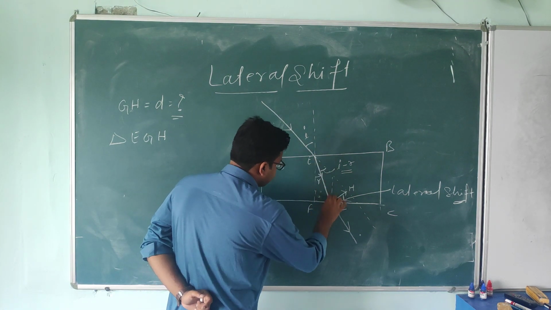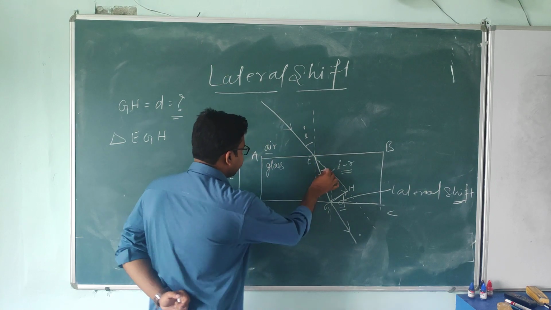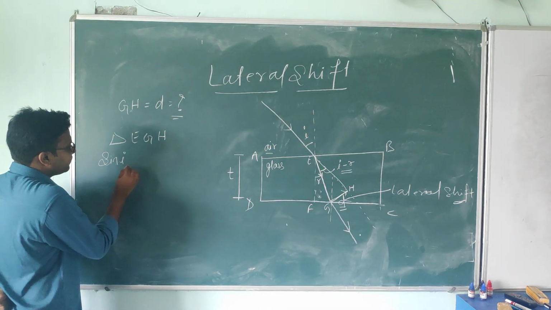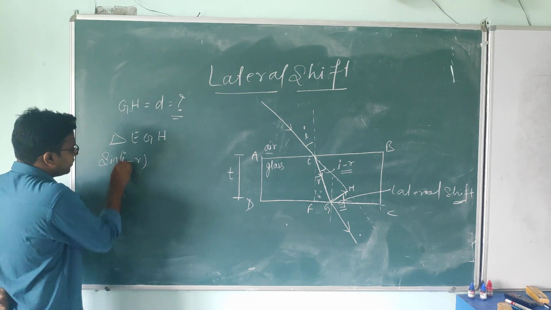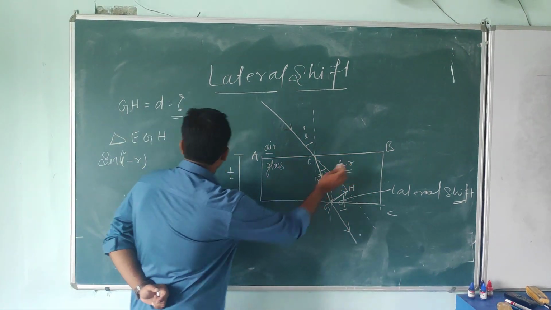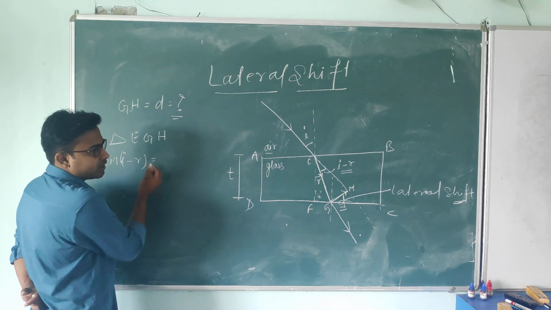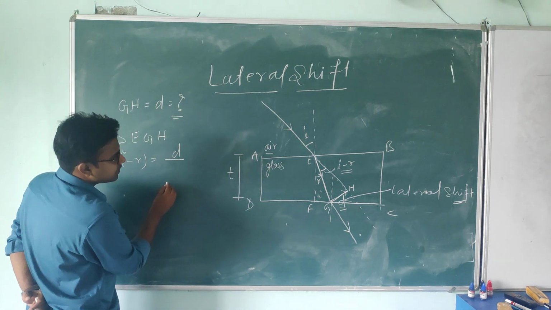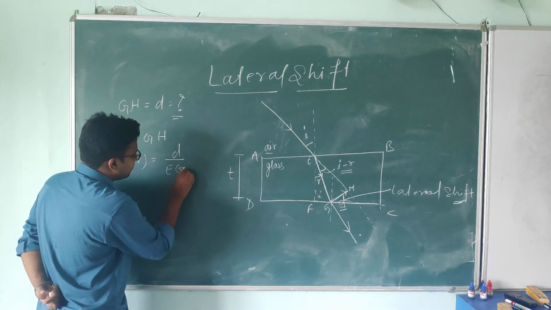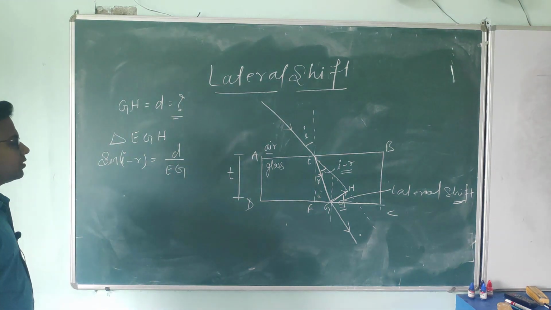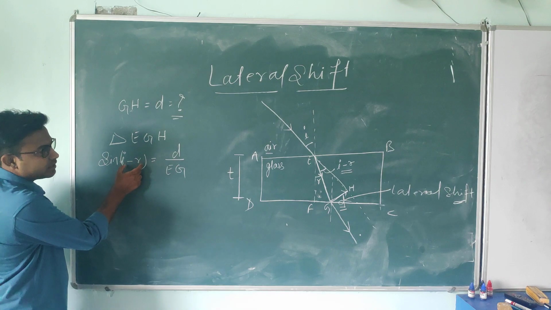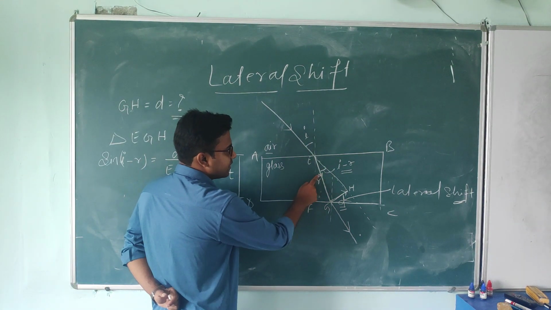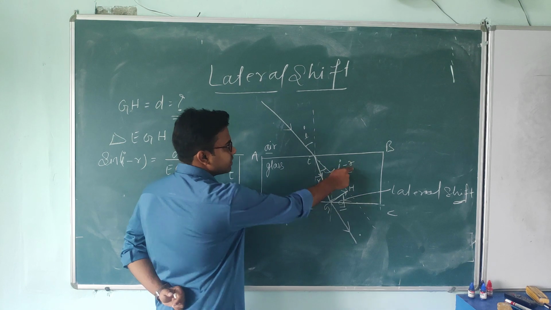Look at this, student, in triangle EGH, if I am asking you what is the value of sin(i minus r), what can you write? It's d divided by EG. Is it or not? Okay, from where is this angle coming? Look at this, this opposite angle. If this angle is i and this angle is r, then this angle will be i minus r.